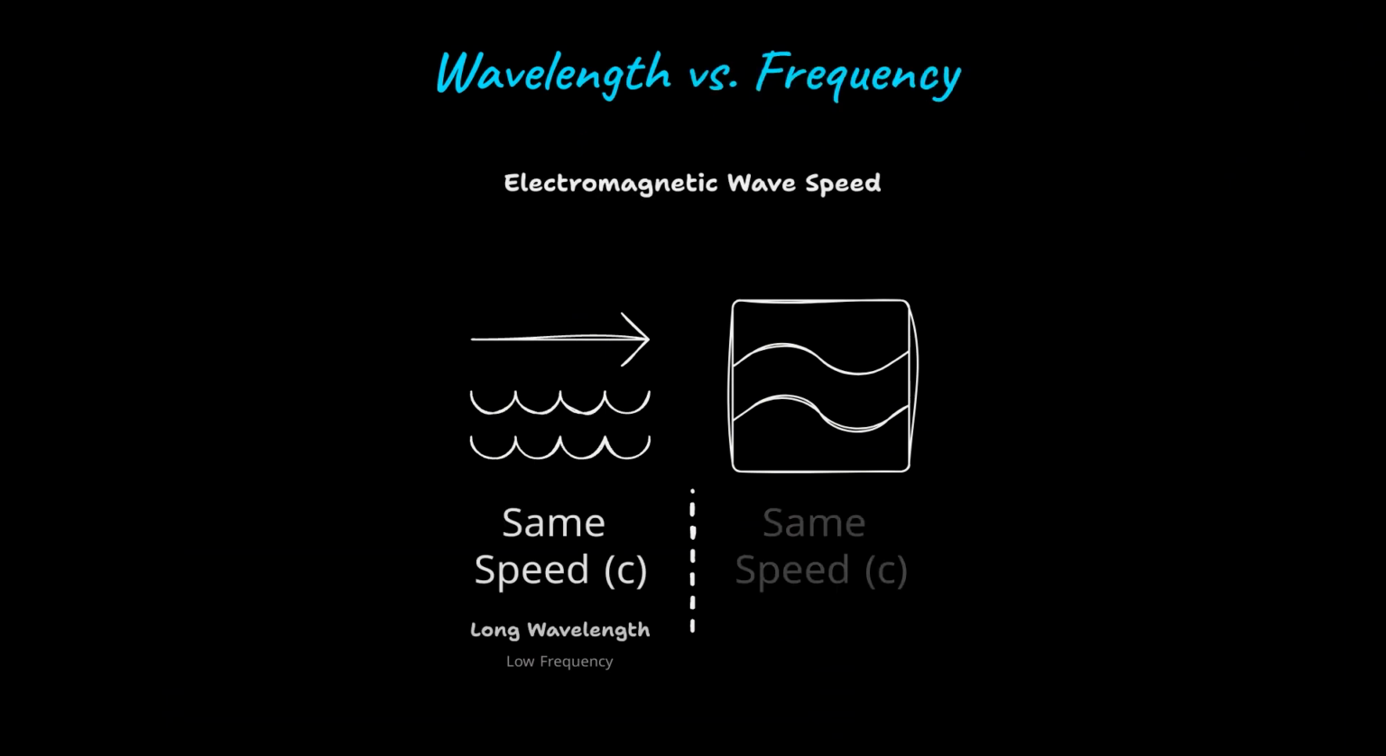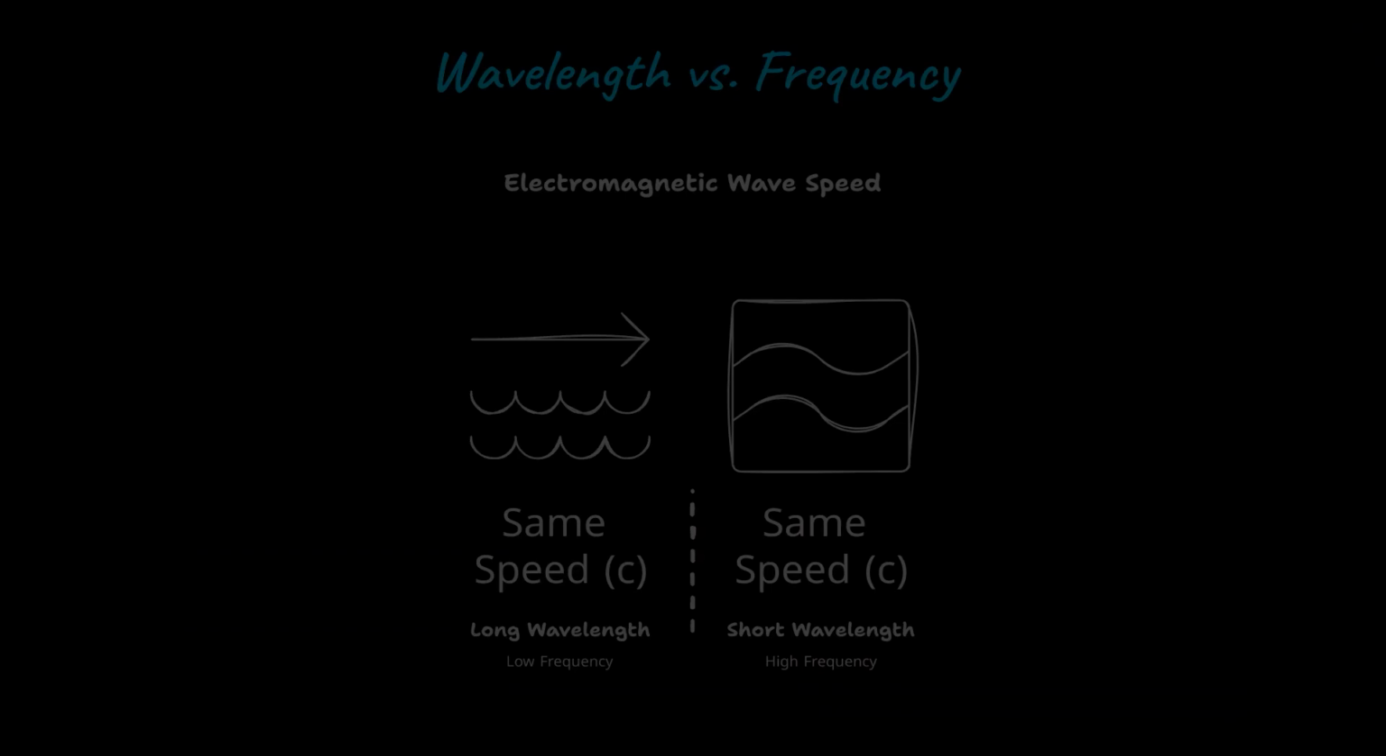Wavelength is the distance from one crest to the next. Frequency is how many crests pass a fixed point each second. When crests are spread far apart, fewer pass per second, low frequency. When crests are packed tightly, many pass per second, high frequency.